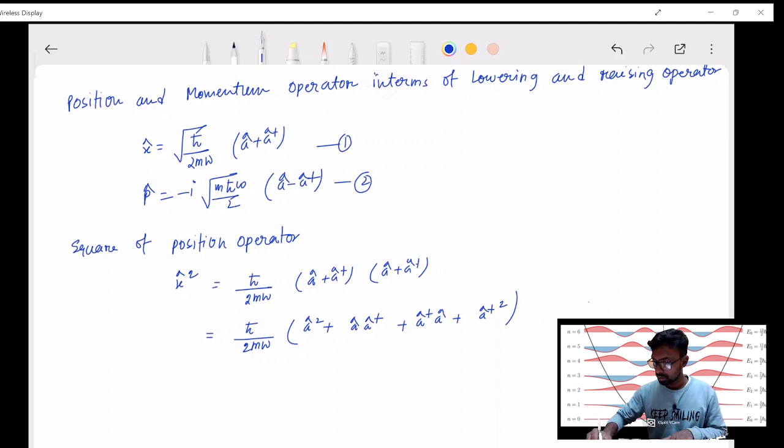Just remember, a cap a cap dagger is not equal to a cap dagger a cap, because these two are operators. For any operators, a cap b cap is not equal to b cap a cap. You already know about this. That's why we get the position operator square. This is equation number 3.